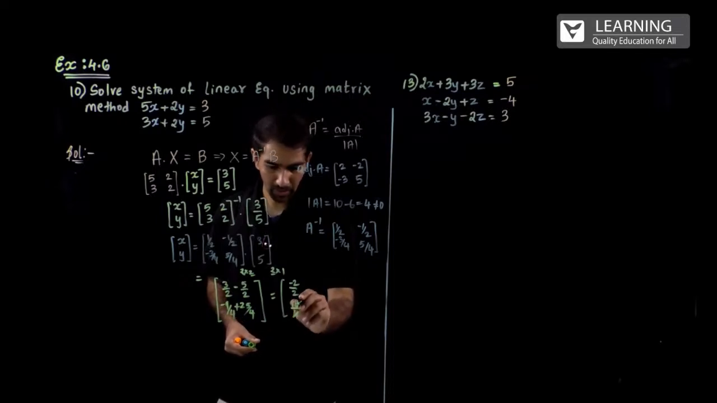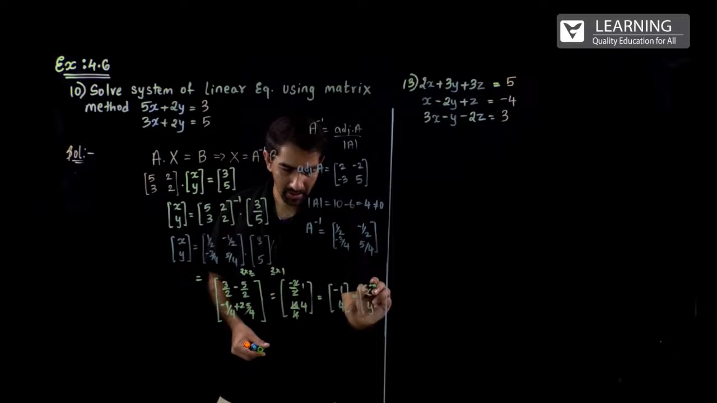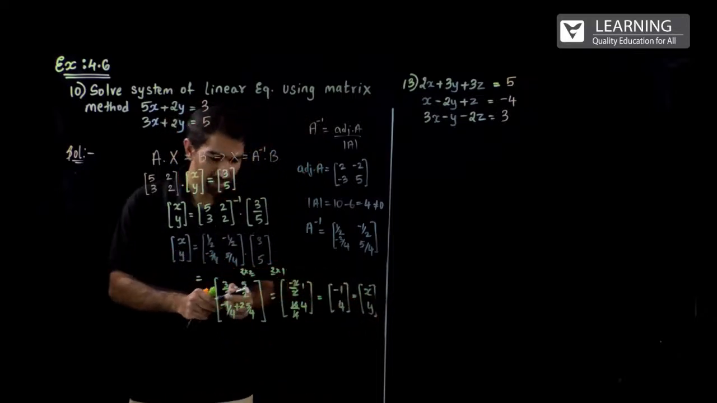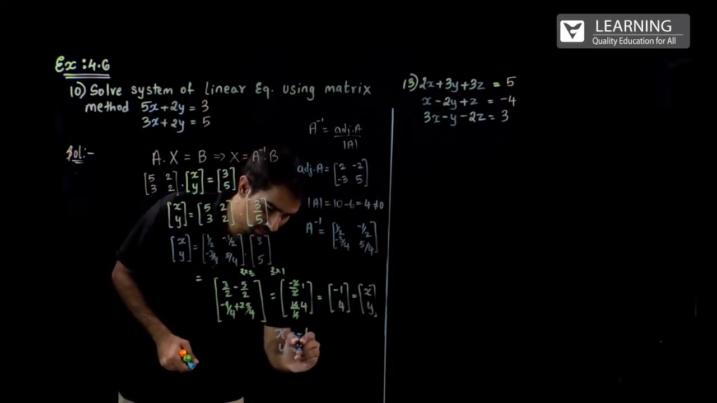So this is becoming 4 1s are 4, 2 1s are 2. So here directly we can write minus 1 and 4. What are these? These are the values of x and y. So what is the value of x, students? So from whatever we solved, what is the value of x? Here we can write x is equal to minus 1 and y is equal to 4.